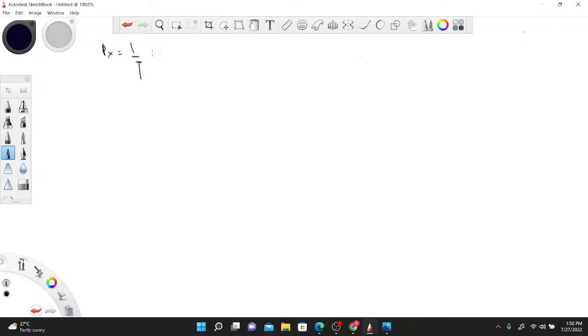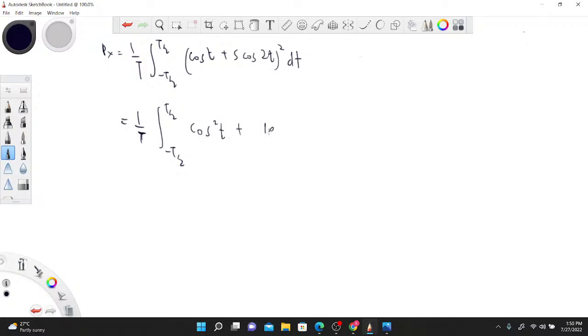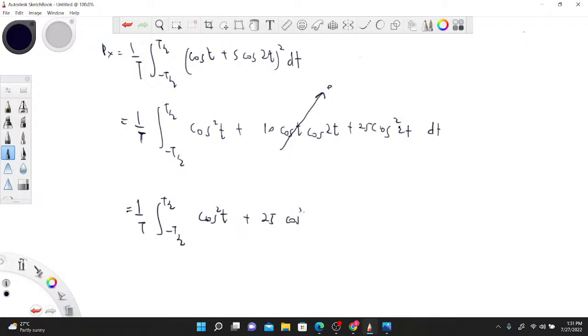So I'm doing Px is 1 over T integral minus T over 2 to T over 2 of cos t plus 5 cos 2t all squared dt. So you have 1 over T integral minus T over 2 of cos squared t plus 10 cos t cos 2t plus 25 cos squared 2t dt. Now this middle part will always go to 0. So I'll get 1 over T integral minus T over 2 to T over 2 of cos squared t plus 25 cos squared 2t.